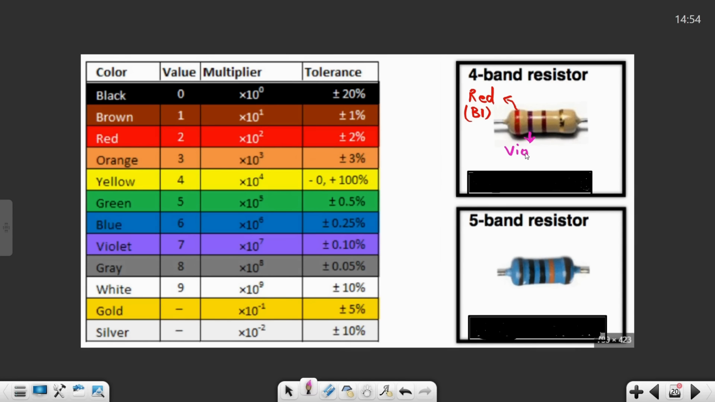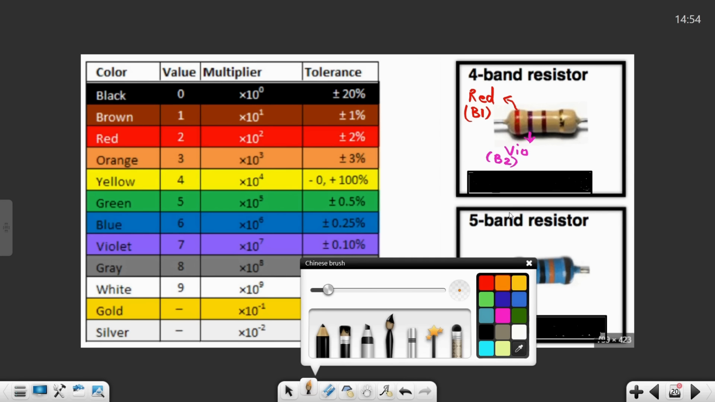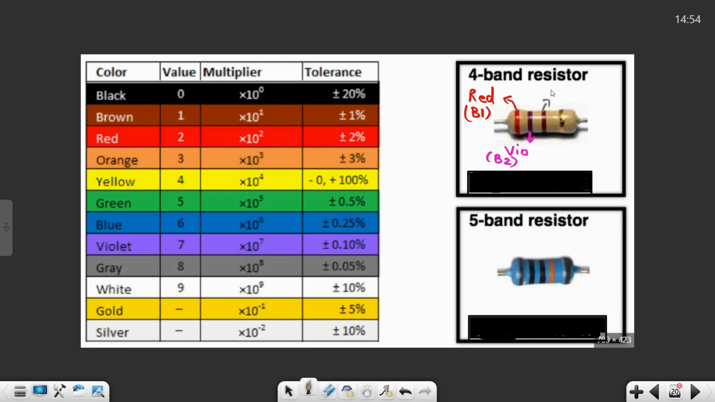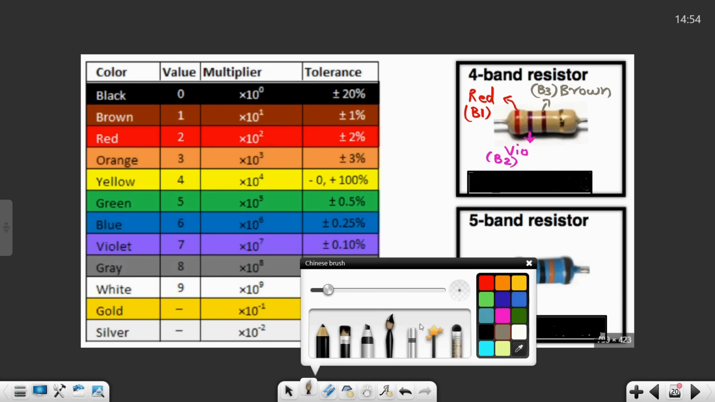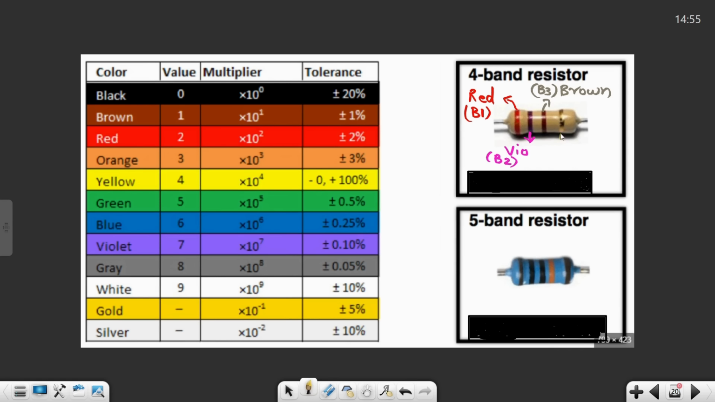I'll write it in short form, and this is my band 2. Okay, the third one is brown. Again, I'll just write it in short form. This is the band 3, and it is brown color. And the last one is gold. You see, this is how the gold looks like. This is my band 4, and this is the gold color.